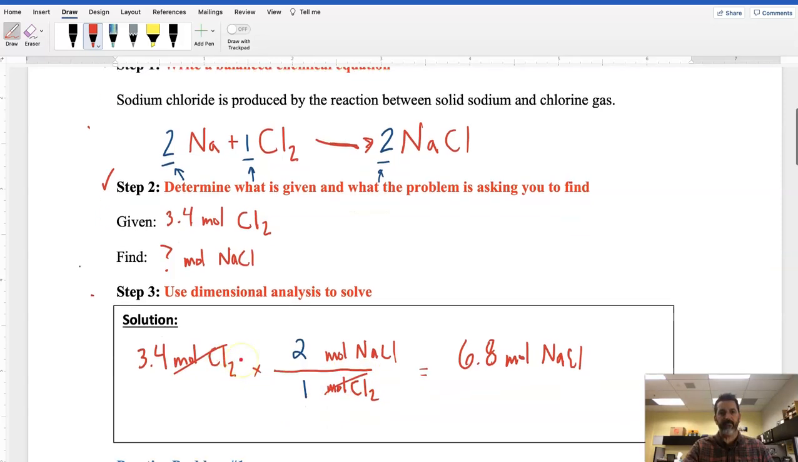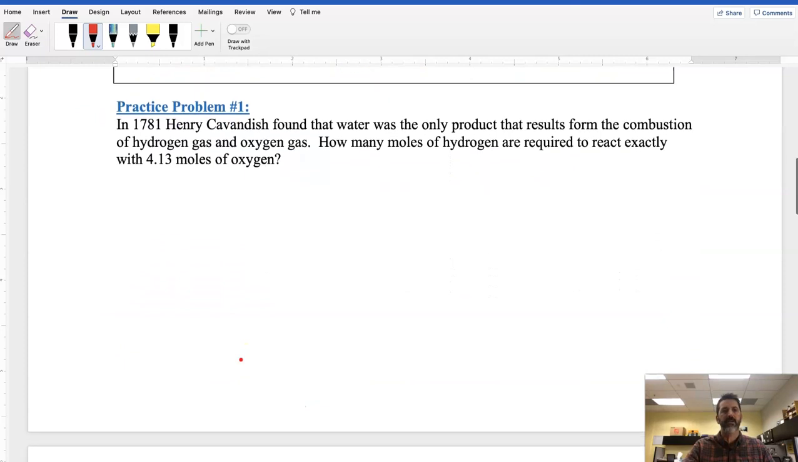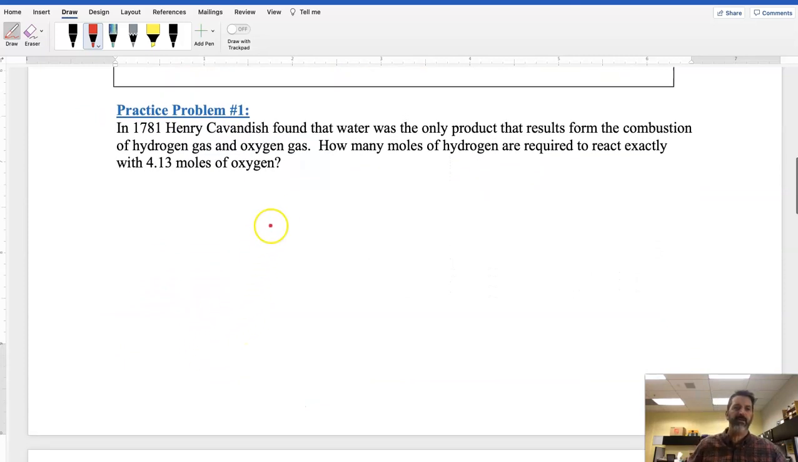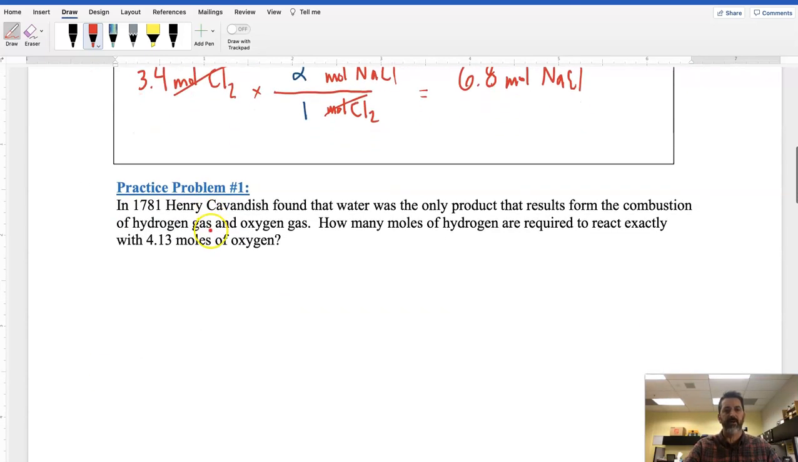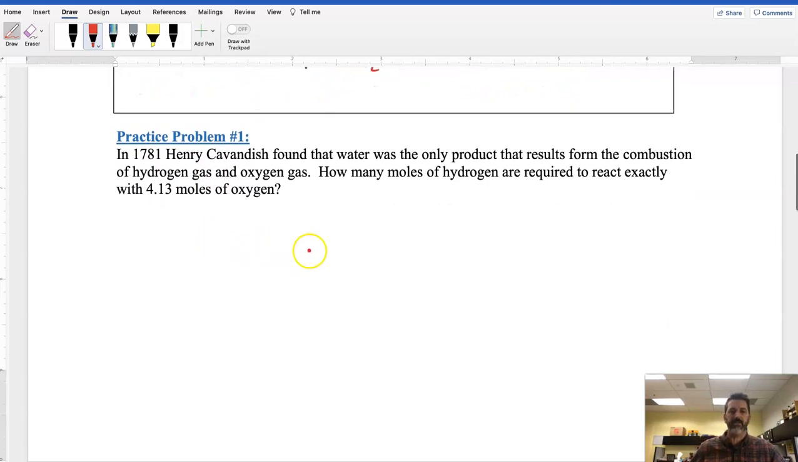All right, so that's sample problem number 1. Sample problem number 2, I'm going to do the same thing. I have to start with a balanced equation because that is step 1. So step 1, write the balanced equation.